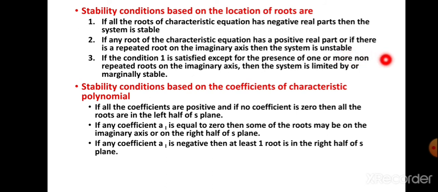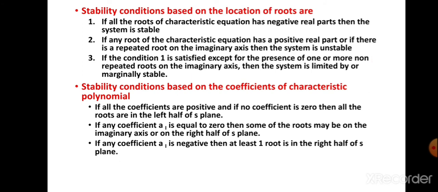If the roots of the characteristic equation have a positive real part, or if there are repeated roots on the imaginary axis, then the system is unstable. Suppose the roots are lying on the imaginary axis, that is on the y-axis, or on the positive real axis, that is the positive x-axis, then that system is unstable. Suppose some of the roots are lying on the imaginary axis and some are lying on the negative real axis, then the system is marginally stable. So this is the condition for stability.